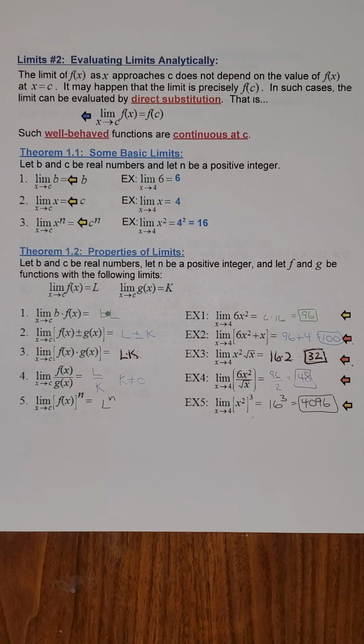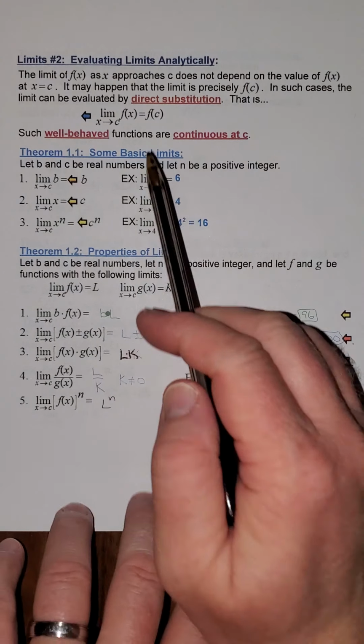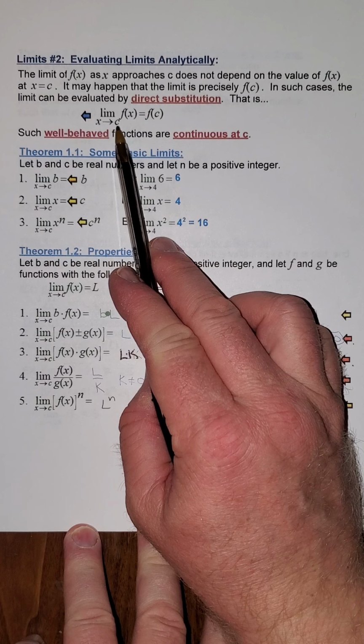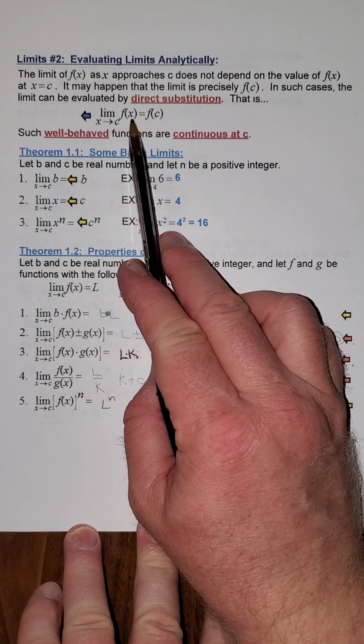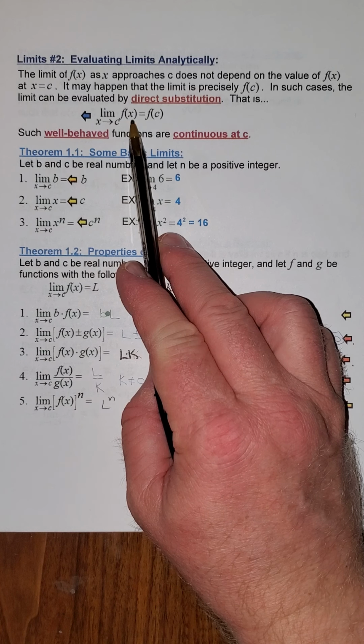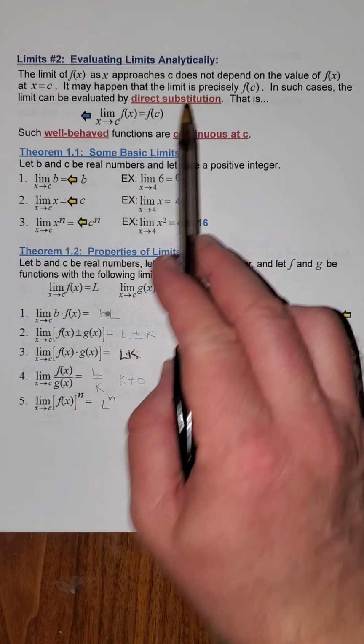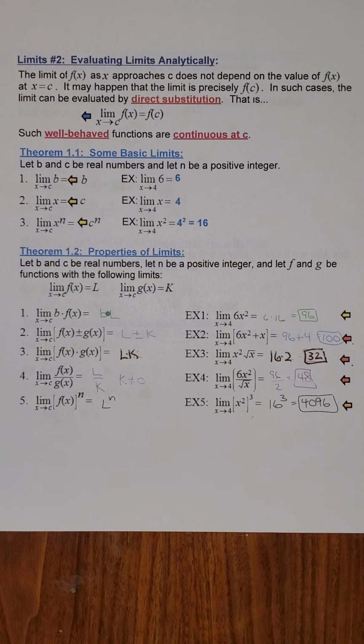The first thing you should do on any limit question is plug in the number. If x is approaching a number c, go ahead and plug that number c into the function. And if it actually gives you a number, that is the limit. This is called direct substitution. That's what you should try first on every single limit problem. Just plug in the number, see if it gives you a value, and if it does, that's going to be your limit.